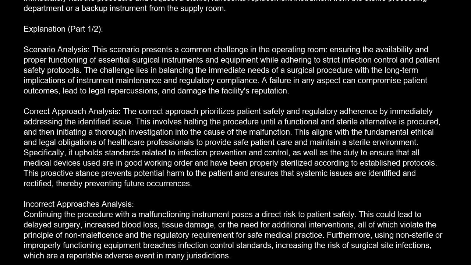The correct answer is C. Immediately halt the procedure and request a sterile, functional replacement instrument from the sterile processing department or a backup instrument from the supply room. Explanation.